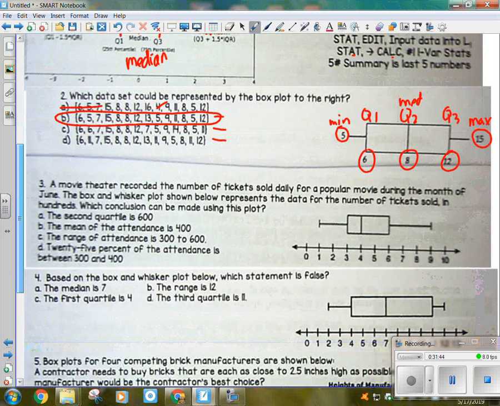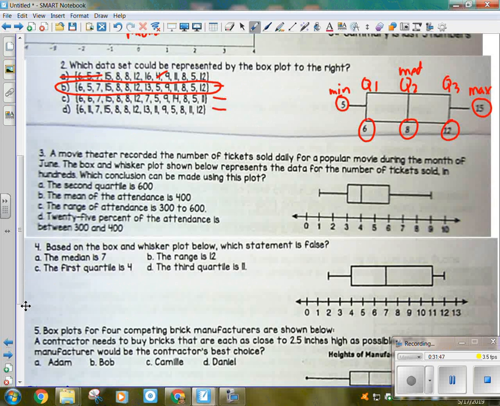Number 3: a movie theater recorded the number of tickets sold daily for a popular movie during the month of June. The box and whisker plot represents the data for the number of tickets sold in hundreds. So there's not one person that went, there's hundreds of people.